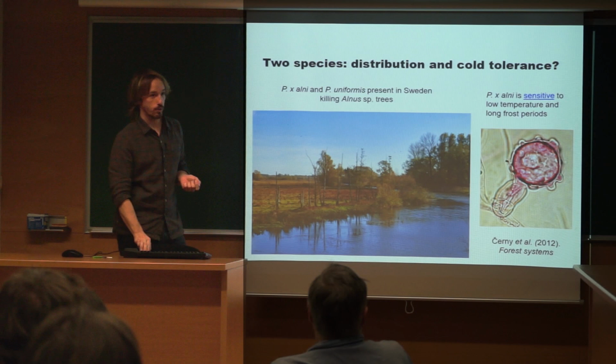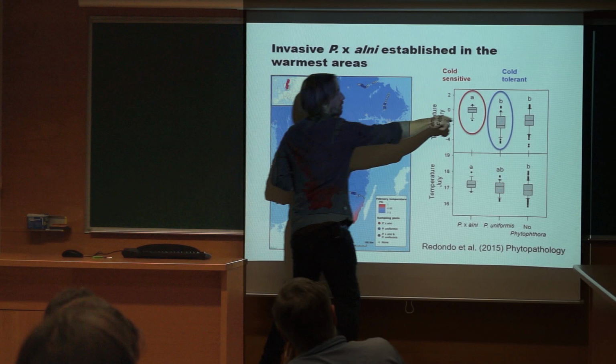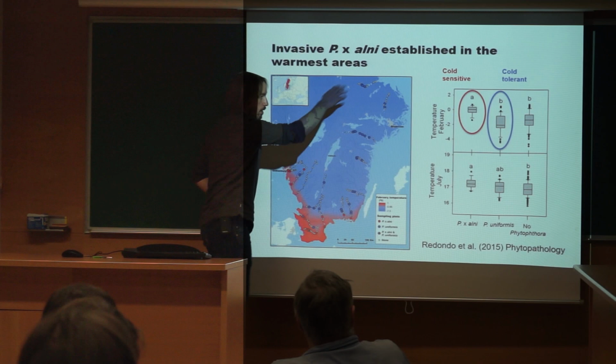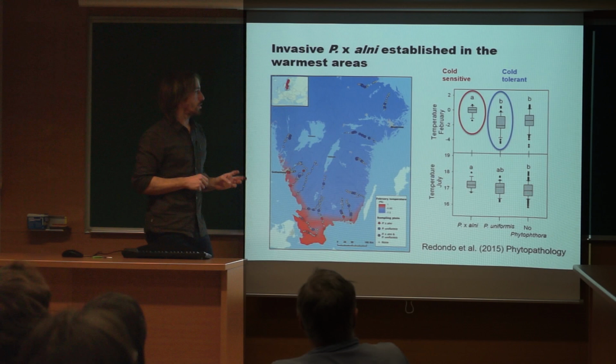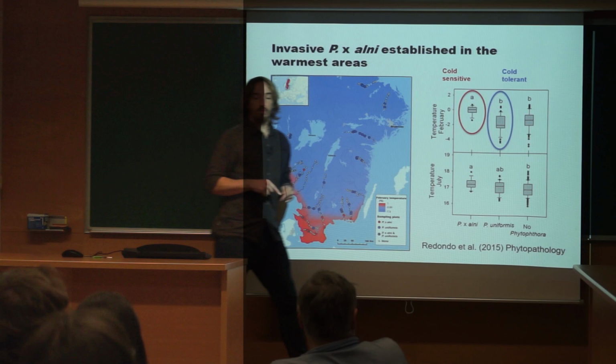We went to the forest and checked it, and indeed we saw that the hybrid was concentrated mainly in the warmer areas of the country. You can see the distribution is basically in areas that barely go below zero during February, which is the coldest month, while the cold tolerant one spreads quite far northward into areas that are much colder. So maybe cold does have something to do with it. And actually this is quite a good example of environmental filtering, because the cold sensitive one is more aggressive than the cold resistant one.